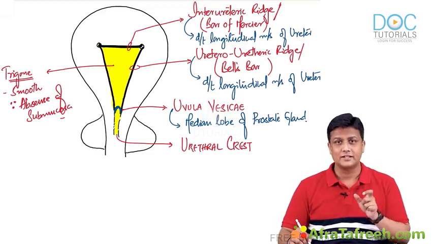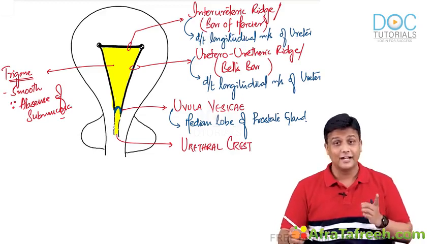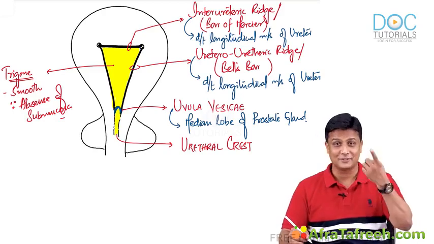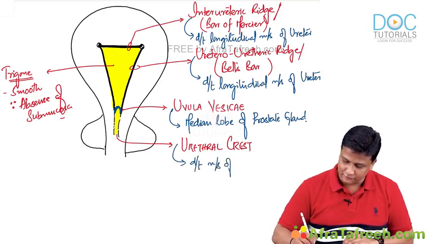And again, the same thing here, you got to remember what is the reason for this one. Why is that crest? Why is that ridge of the muscle created there? It is due to which muscle? Again, it is not due to the muscles of urethra. It is the muscles of trigone. So this is due to the muscles of trigone.